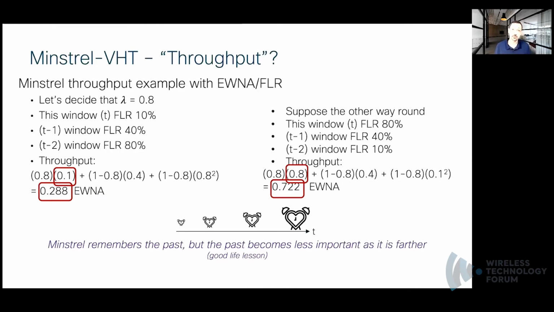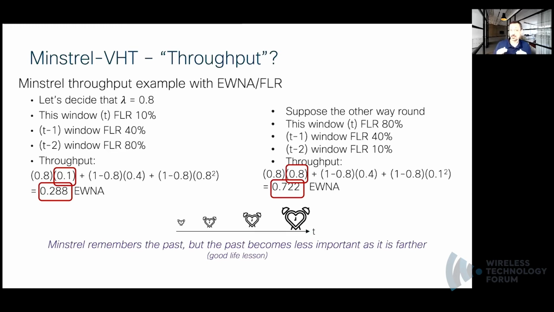Taking another example on the right side, suppose it's the other way around. Now your success rate is super good, 80%. It was 40% one sampling window ago, and even worse, 10%, before that. When you do the same math with that kind of structure, you see that now your EWMA score is 0.72. So it's the same thing, right?